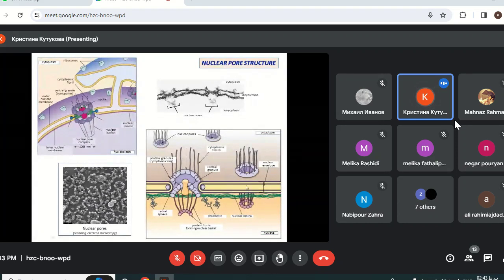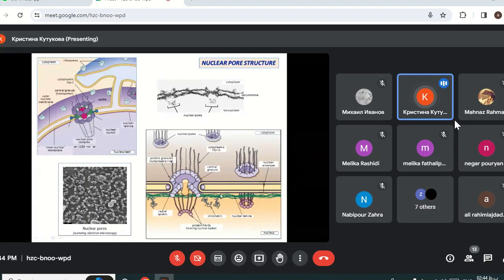Nuclear pore is not just a hole inside the nuclear envelope, inside the membrane of the nucleus, but it has a very complex structure. It has the central granule in the middle portion, here. Also, it has peripheral proteins on both outer and inner sides, which are these rounded structures, peripheral portions, and fibrils, which are attached to these peripheral proteins.